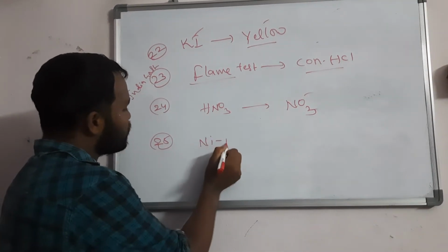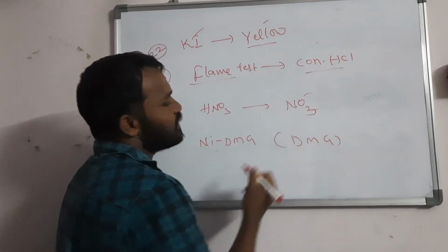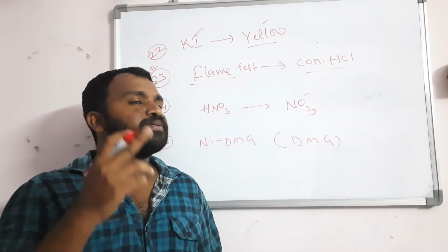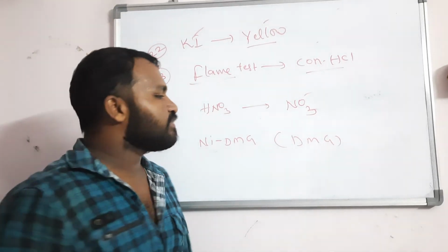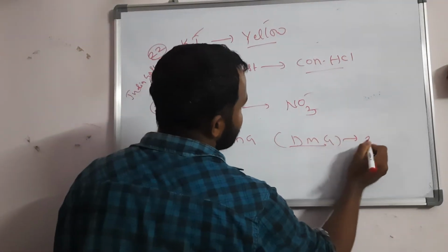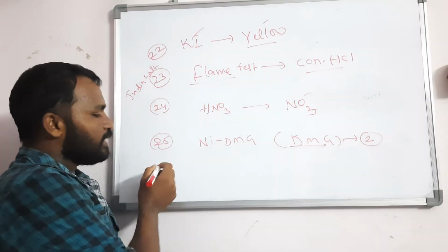Then question number 25: in nickel DMG, they asked about the denticity. The options were monodentate, bidentate, tridentate, hexadentate, and I think unidentate also. DMG is a bidentate ligand. DMG is dimethyl glyoxime, which acts as dimethyl glyoximato.